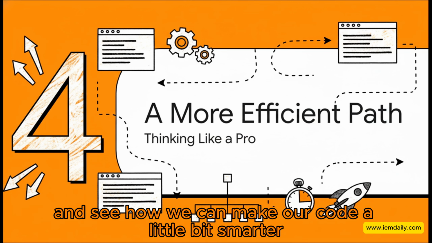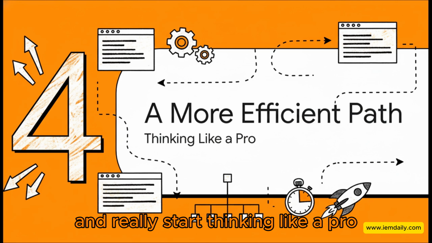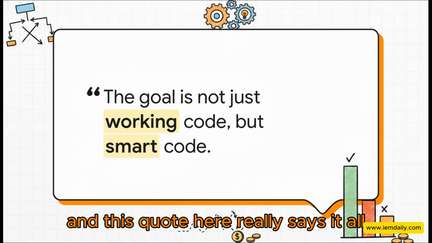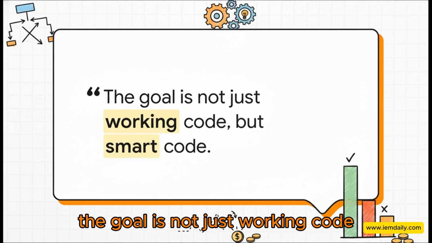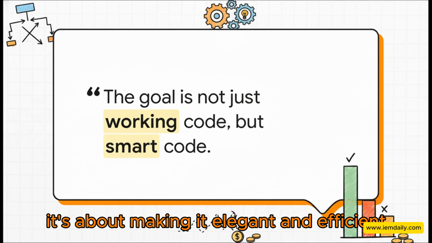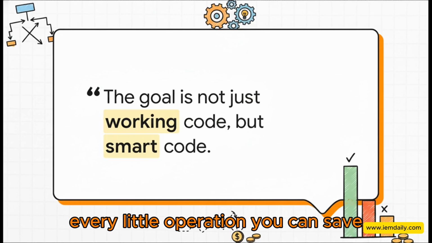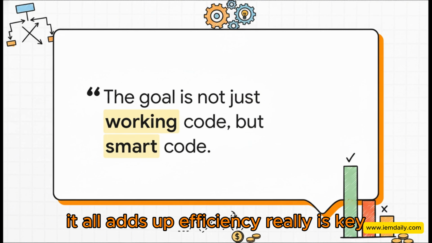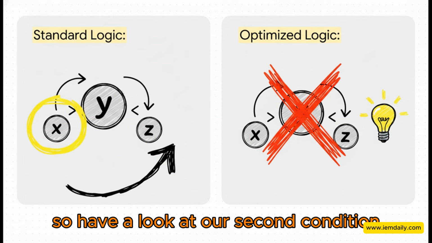So let's move on and see how we can make our code a little bit smarter and really start thinking like a pro. And this quote here really says it all. The goal is not just working code, but smart code. It's not just about getting it to run. It's about making it elegant and efficient. Every little operation you can save, it all adds up. Efficiency really is key.